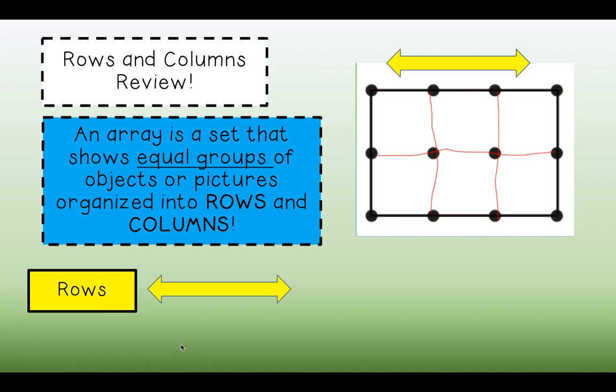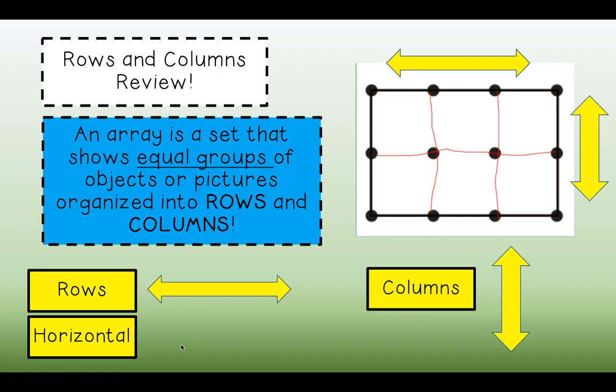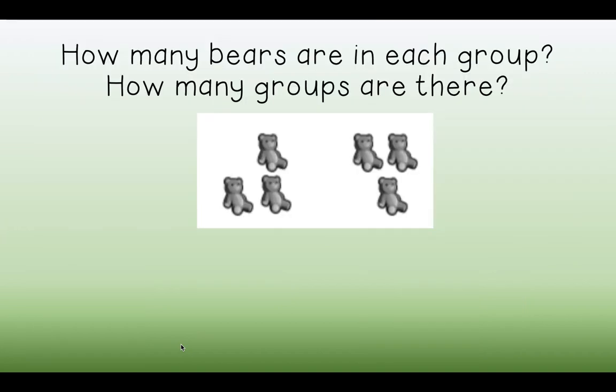So rows, remember, go from left to right or side to side, but we're going to call those lines horizontal lines, okay? And then columns go up and down, but the direction that the columns are is vertical. So rows are horizontal, and then columns are vertical. So let's take a look at this picture. How many bears are in each group, and how many groups are there?